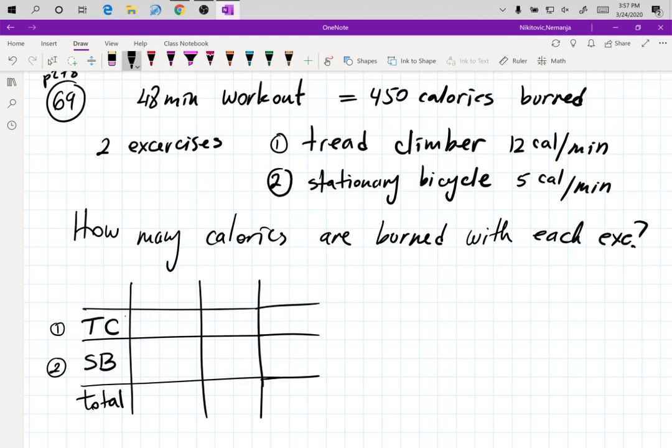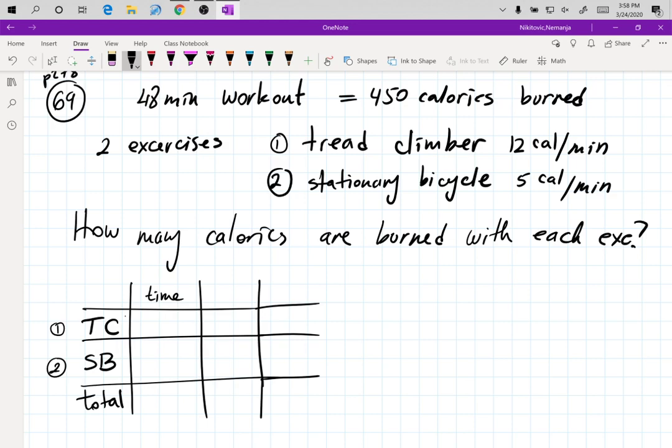So we are setting up a chart to organize this mess of information that is given to us. If you are able to solve this without the chart, that's fine. You are not graded on a chart. You are graded on that sentence that you write in the end, which will state how many calories was burnt by each one of these. So what I'm going to have here is time, because that's the time I was on each one of these exercises.